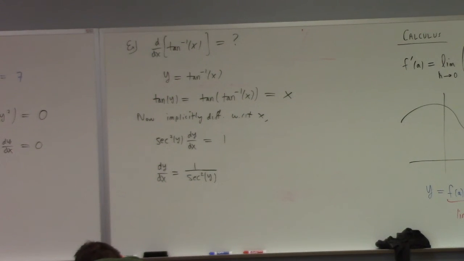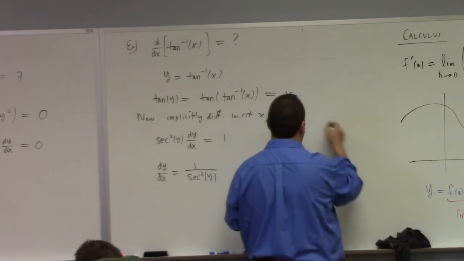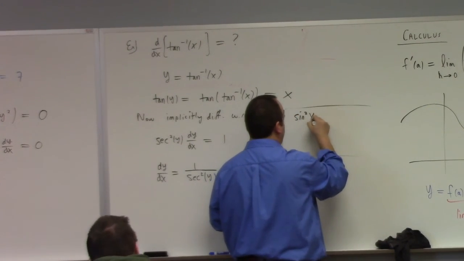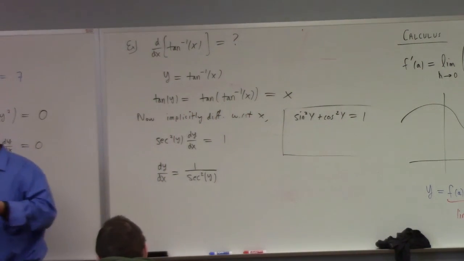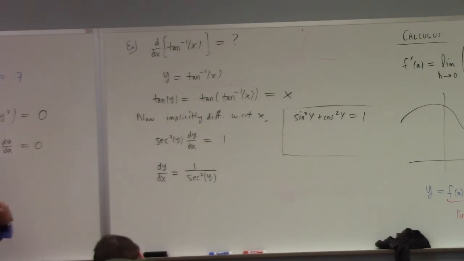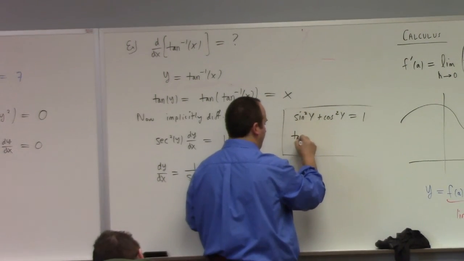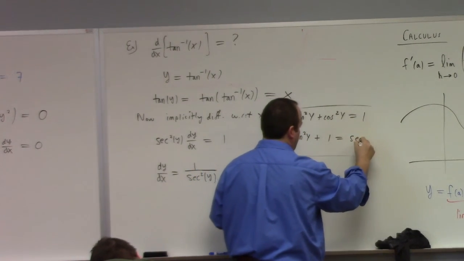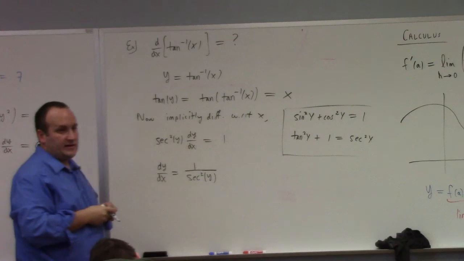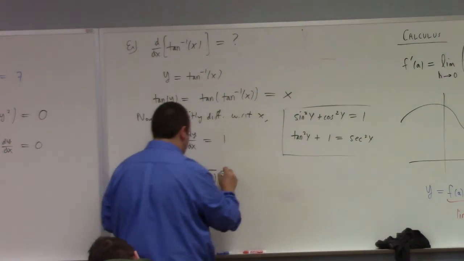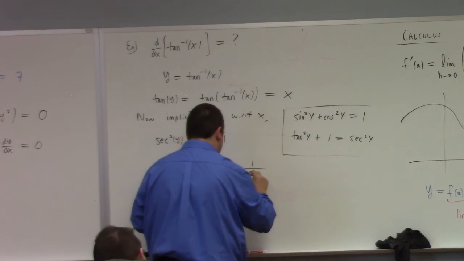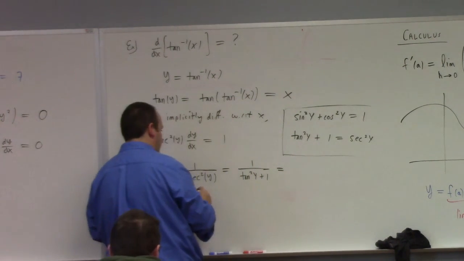But what can you tell me about secant squared y and tangent squared y? What relation do we know? We know that sine squared y plus cosine squared y is 1, right? So if you divide that relation by cosine squared, what does it give us? We get tangent squared y plus 1 is secant squared y. This is a known identity for tangent and secant. You could call it the Pythagorean identity if you wanted. The larger point here is that secant squared y is tangent squared y plus 1, so 1 over secant squared y is 1 over tangent squared y plus 1, which, hey, what does this tell us?